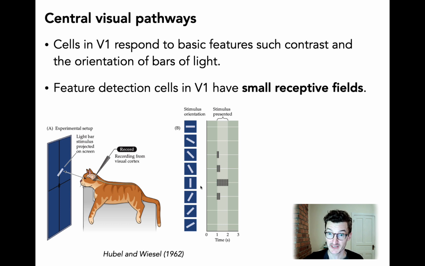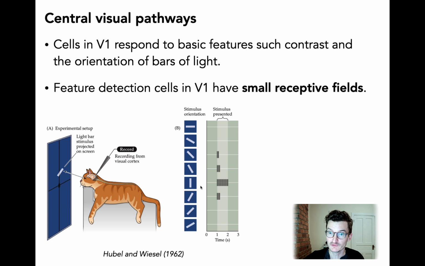And these feature detection cells have small receptive fields. What does that mean? Well, it simply means that they monitor a very small patch of the retina. So this particular cell that likes bars of light that are vertically oriented would respond to vertical bars of light shone onto a very, very tiny patch of the retina. And so when we say receptive fields, that's basically what we mean in regards to vision. What area of the retina does the cell respond to?